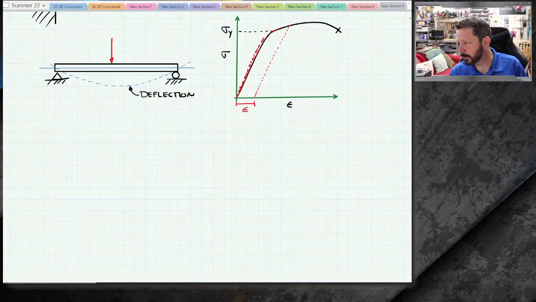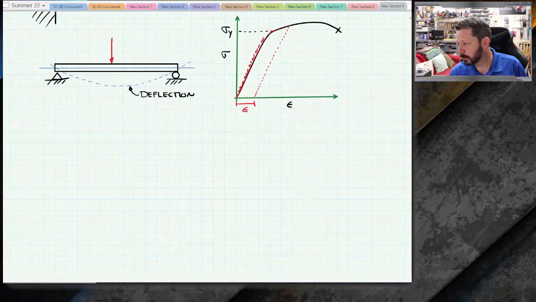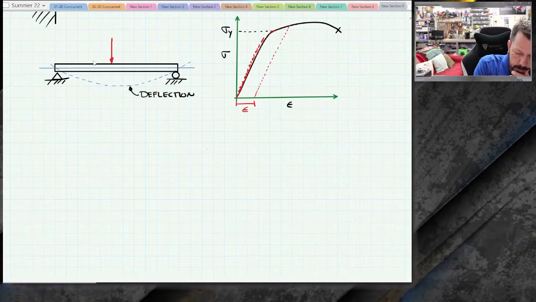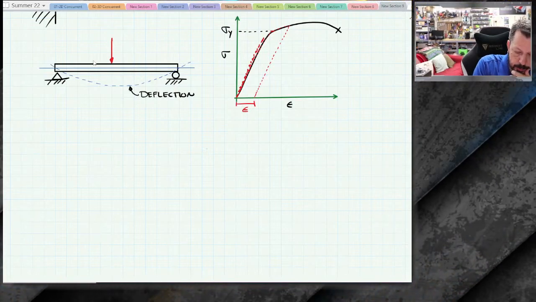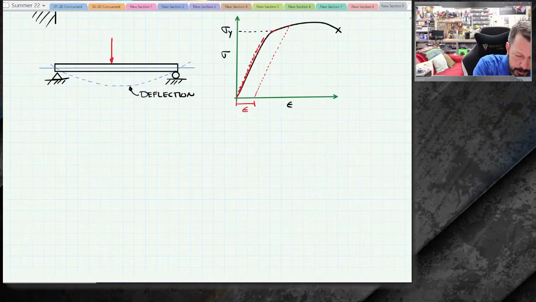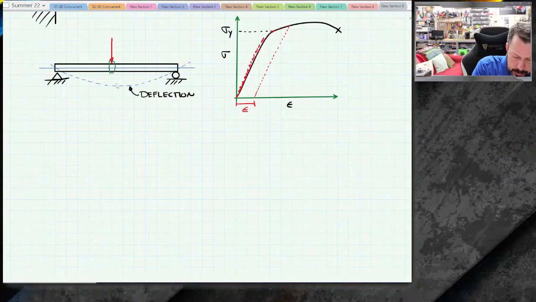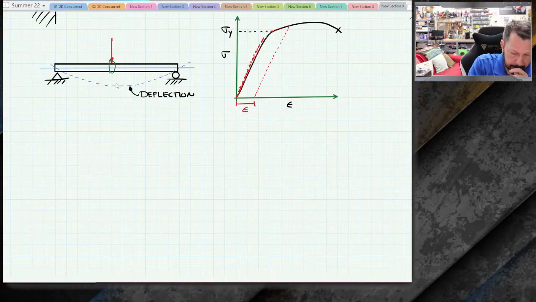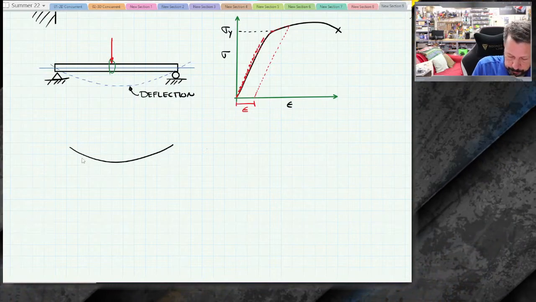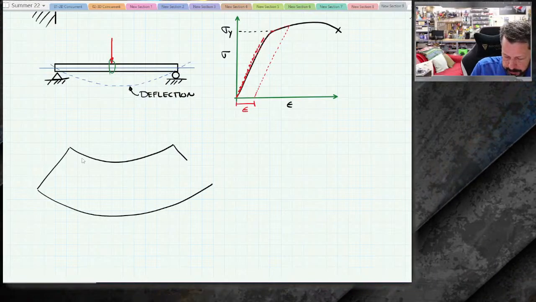So let's see, what do I want to draw next? I think I want to do this. Let's just say that I do bend this beam right here. So I bend it some amount, and let's zoom in on maybe a little piece of it right here. Just a little piece, but really zoomed in on that. And it's bent. So that little piece looks something like this.